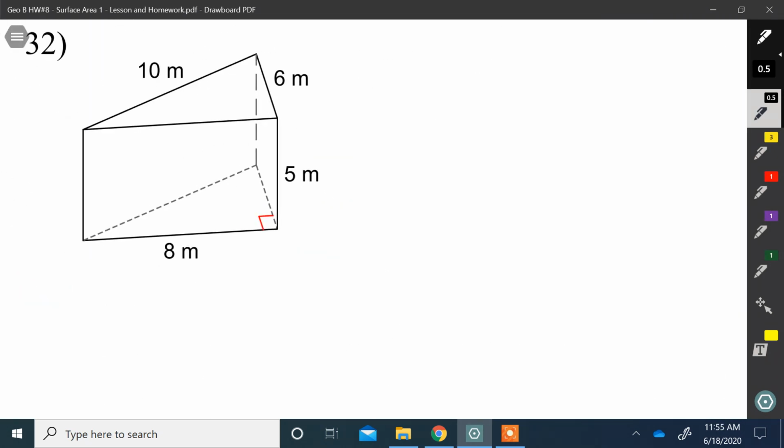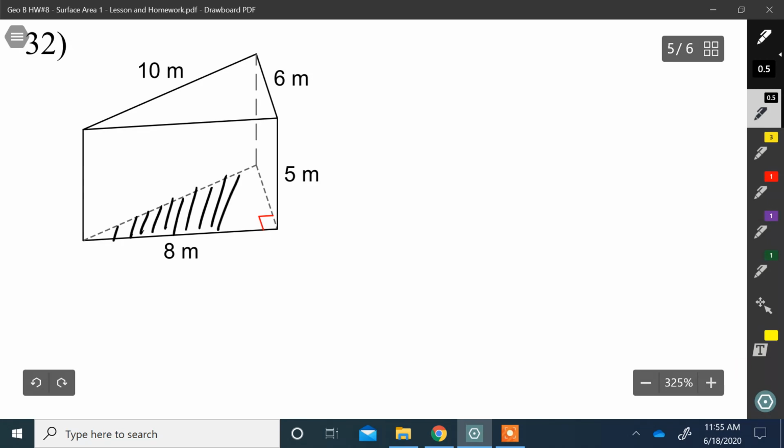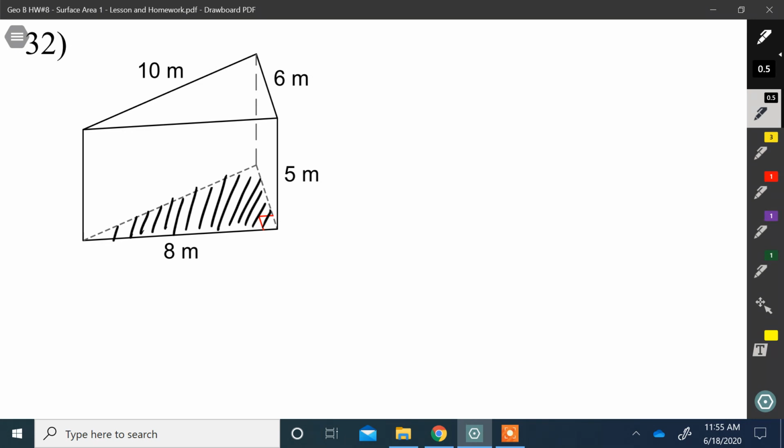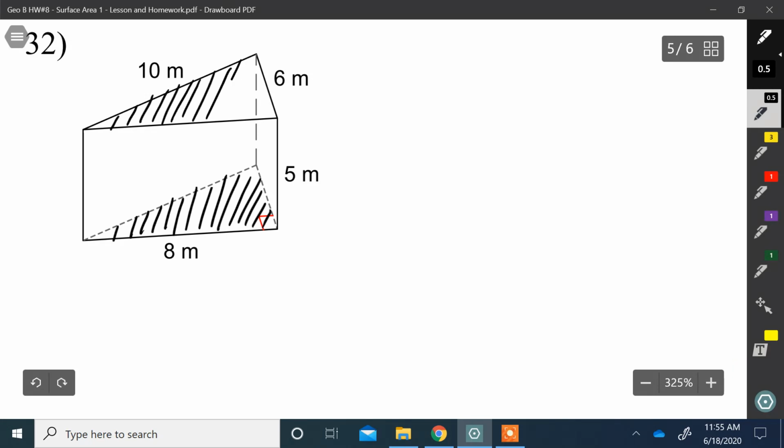Okay, number 32, you have to see what you have. We have the top and bottom. So that's what I'm gonna do first, top and bottom. When the top and the bottom are formed, we have a rectangle. Okay, top and bottom. Why did I say rectangle? I'm sorry. It's a triangle. Okay, so we're gonna start with the triangles, and those are the top and bottom.